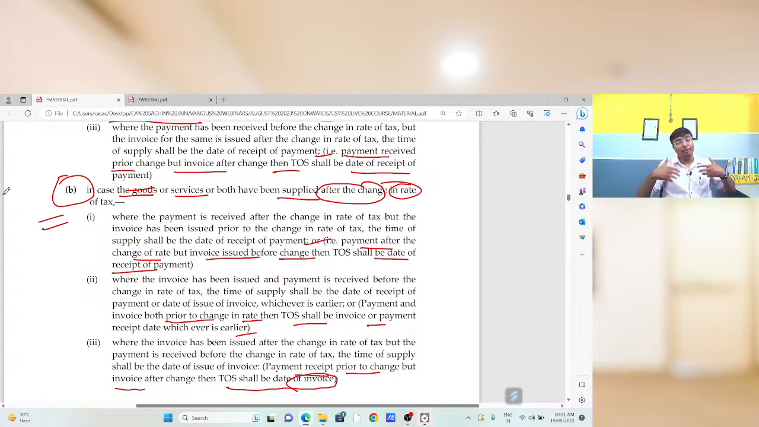Okay. And if you are going to take this composition levy, in that case you need to file the quarterly return CMP 08 and annual return GSTR 4. If you cease to be eligible for that, you need to intimate the same to the departmental authority through the GSTN portal within 7 days from the ceasing of that scheme.